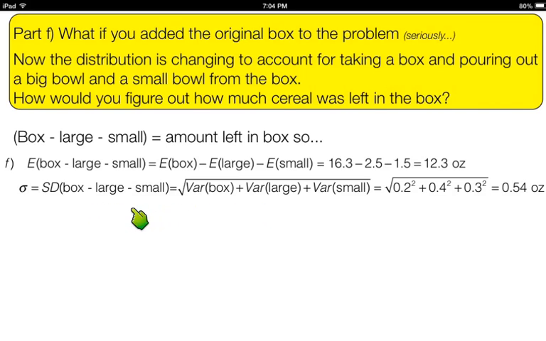Even though it's minuses here, it doesn't matter because they're plus. So you add all the variances together, work it out, and you get the new standard deviation to be 0.54. Now, I could even take this further. What if they said, what's the probability that you would have less than 10 ounces of cereal left in the box after pouring these 2 bowls? Then you could go to be less than, and you use the mean and the standard deviation that we just found to calculate those 2 values. Okay, let's do the next question.